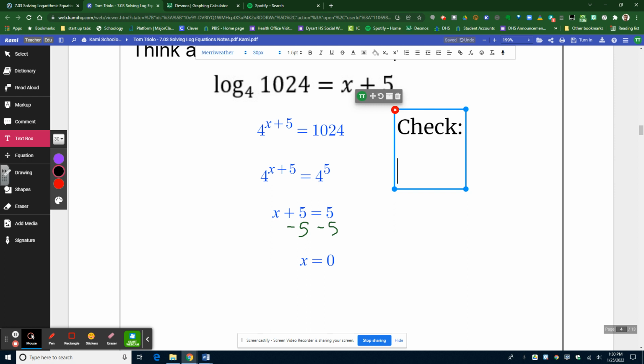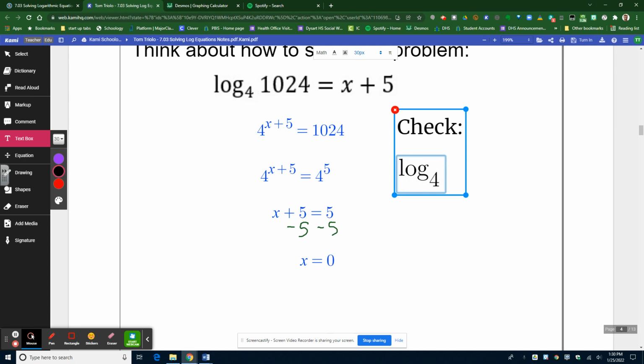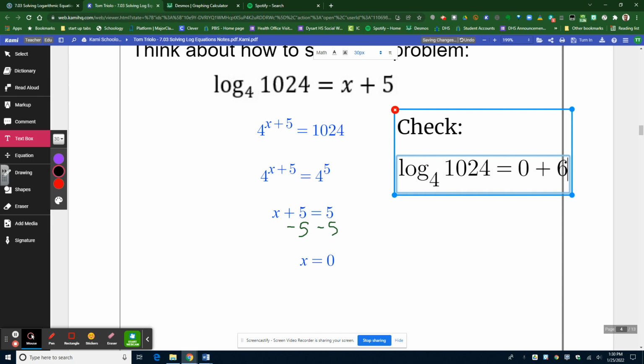Since I'm in a text box, I'll make my equation here. Does log base 4 of 1024 equal 0 plus 5? Well, remember, a logarithm is just an exponent. What exponent? I look on my little card, look at row 4, and go over to 1024, and the column number is my exponent. So what is log base 4 of 1024? That's 5. Okay.